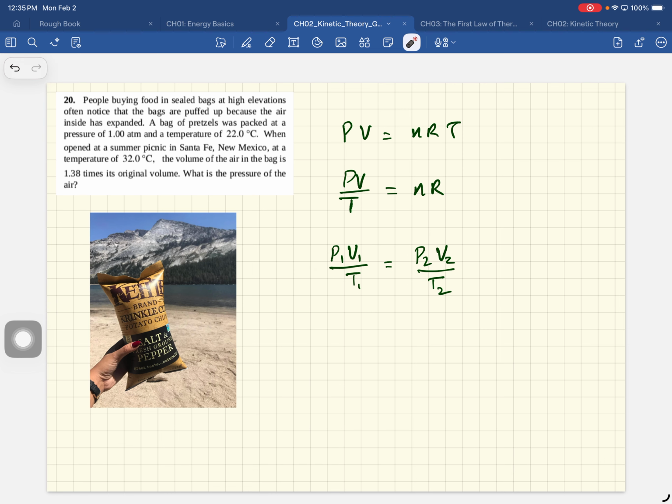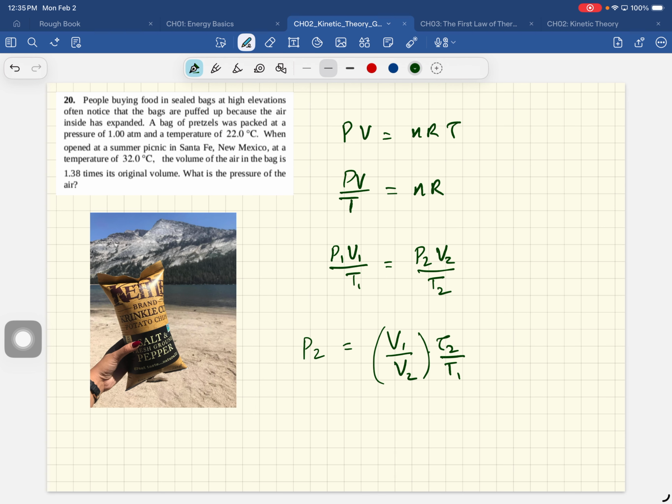What they want you to find is the pressure of air at the second location. So P2 is V1 over V2 times T2 over T1 times P1. We'll use mixed units and keep pressure in atmospheres. P1, the initial pressure, was 1 atmosphere, so we'll calculate P2. Of course, P2 will be less than 1 atmosphere.